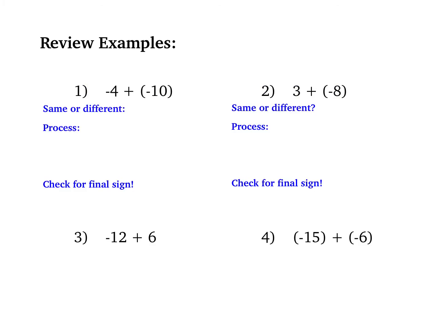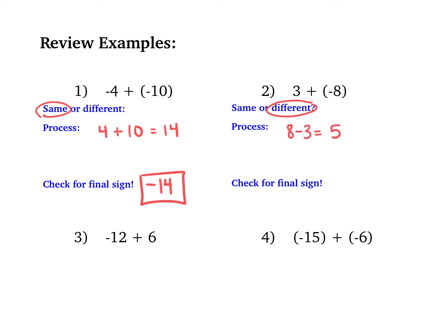So if we're looking at some examples, the very first thing to check would be the signs of those numbers. Looking at number 1, a -4 plus -10, I see that those are the same signs as each other. So I'm really thinking of adding those base numbers and then keeping a negative for my final answer. In number 2, a +3 plus -8, those are different signs, so I'm really thinking of subtracting those base numbers and then seeing I have more negatives to make my final answer a -5.